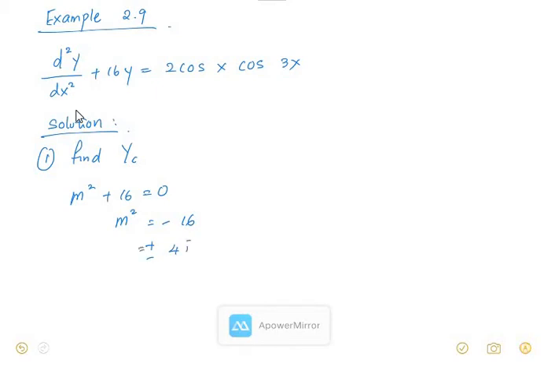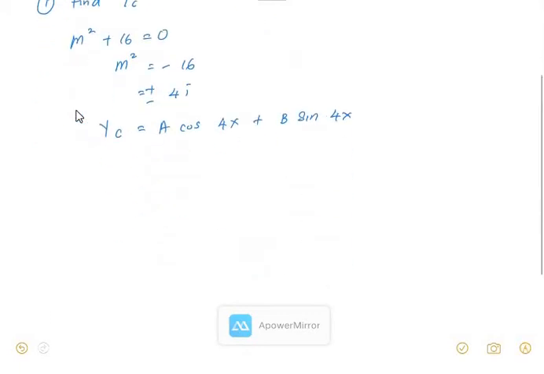Okay, again, this is the same as the previous case. That is a complex root. Therefore, our YC is A cos 4x plus B sin 4x. This is quite simple because we treat it as a homogeneous differential equation. Now, the question gives you the fx.